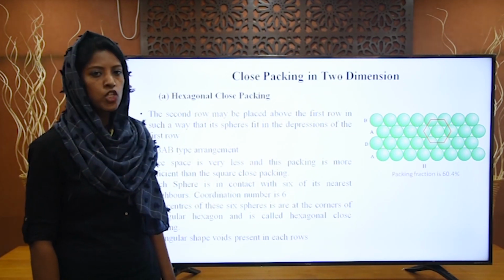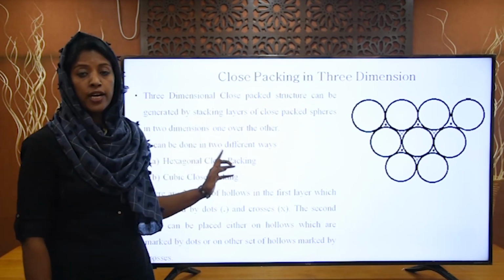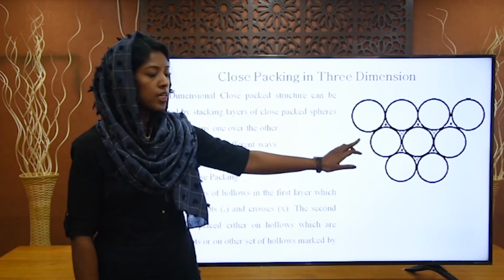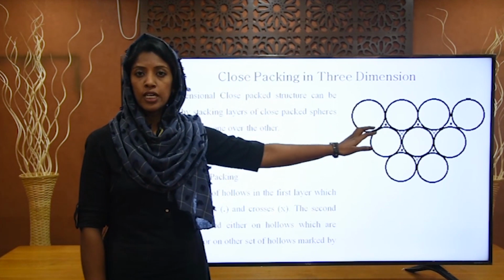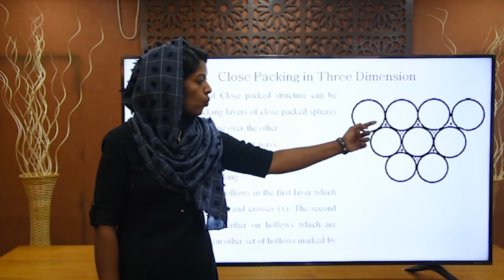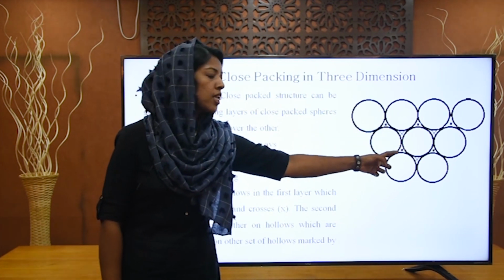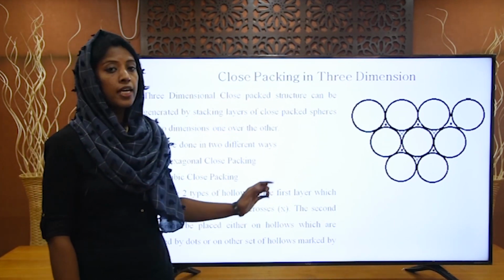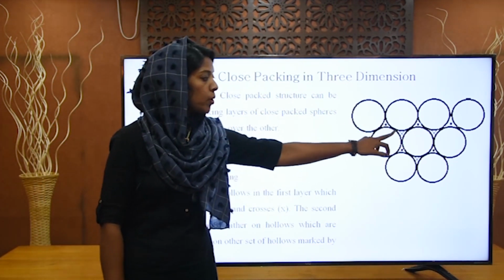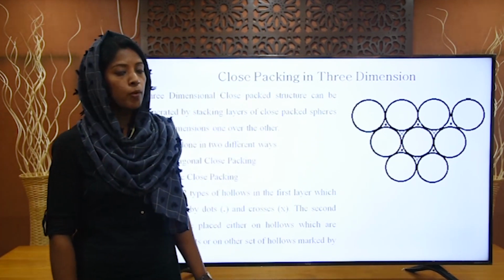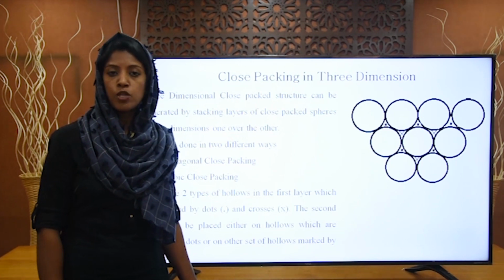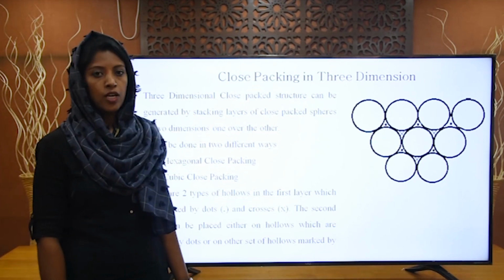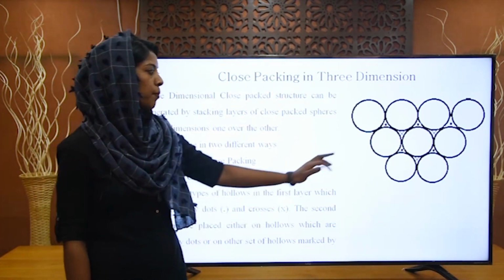Close packing in 3 dimensions is generated by placing the layers of close packing in 2 dimensions one above the other. This one is a close packing in 2 dimensions. As I told you earlier, here we can see 2 types of voids. One is the hollow marked with dot and the other one is the hollow marked with cross. The second layer can be placed either above the hollow marked with dot or above the hollow marked with cross. But it is not possible to put the second layer simultaneously on the hollows marked with dot and cross at the same time.